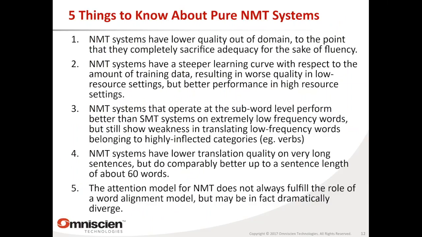So 5 things that you should know about a pure NMT system. First of all, NMT systems have lower quality out of domain, as I mentioned earlier, to the point that they can completely sacrifice adequacy for the sake of fluency. And we've seen, some sentences you feed into an NMT engine that are out of domain, and you get content that has no relevance at all. You can't understand it. You can't do anything with it whatsoever. It's just random information when it's really out of domain. Whereas SMT at least will be somewhat there.